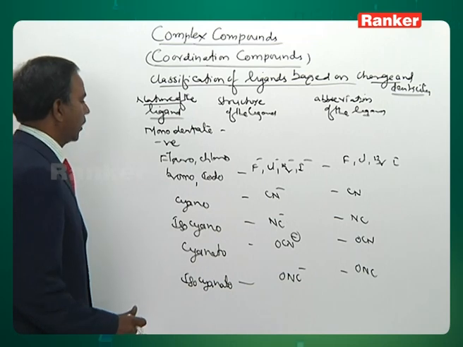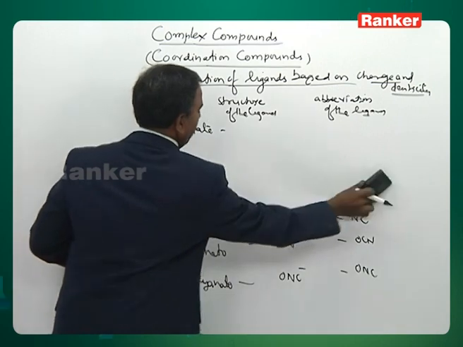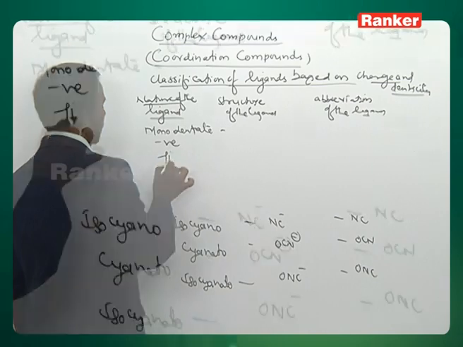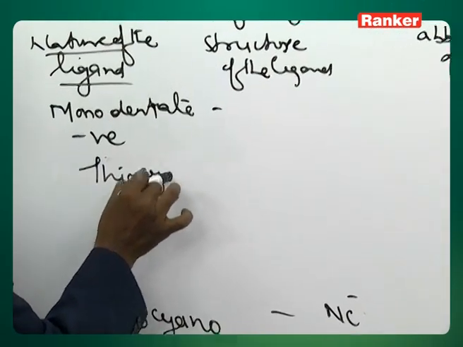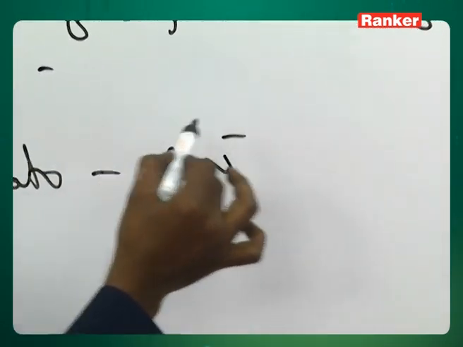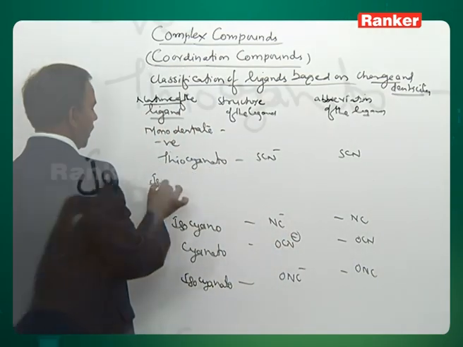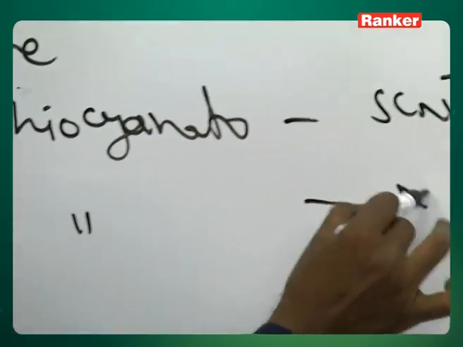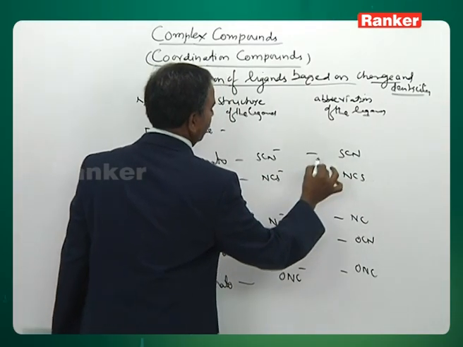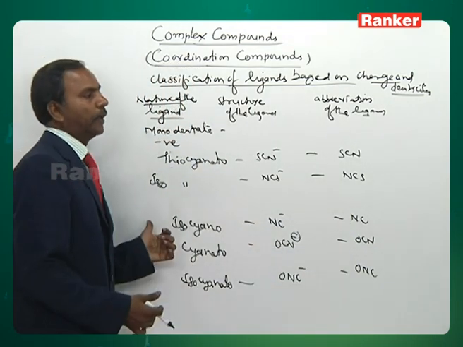Some more monodentate negative ligands are there. Let me continue. Next you can take thiocyanato, it is SCN minus, and we can represent it simply as SCN. Isothiocyanato we can write as NCS minus. Like this, these are monodentate and negative ligands.